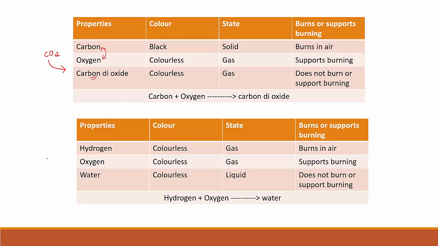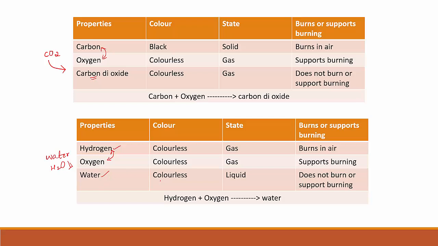The same thing if we take another example of water, which is H2O. H2O is water. So what is water made up of as we saw? Hydrogen. So what are the properties of hydrogen? It is colorless because it's a gas. So hydrogen is colorless, it is a gas and it burns in air. You can set hydrogen on fire. What about oxygen? We already saw oxygen there. Oxygen is a colorless gas and it supports burning. When hydrogen and oxygen combine with each other to form a compound like water, what are its properties?